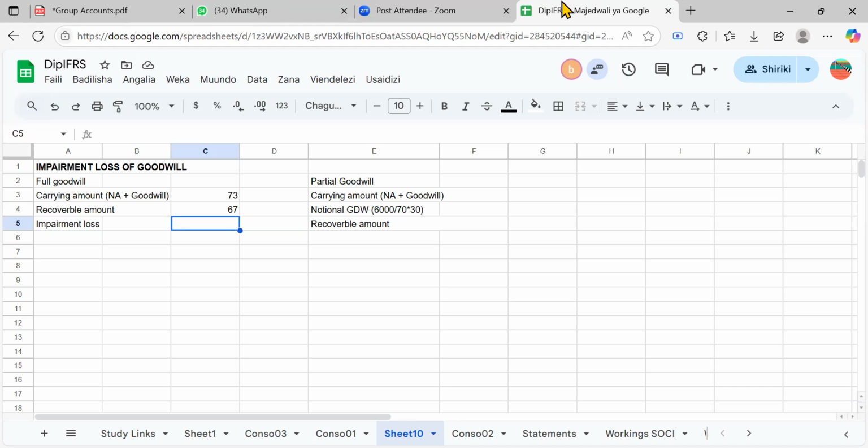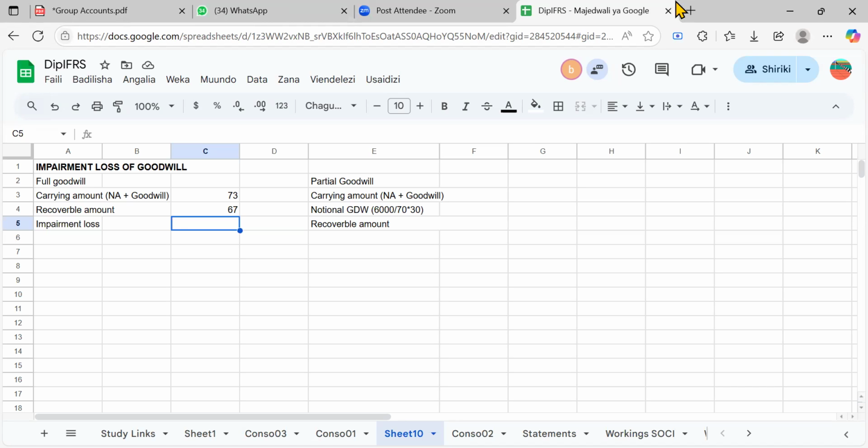So just a minute. 73 minus 67. Listen, we say impairment loss is not just a difference. You have to know whether there is an impairment loss or not. When does the impairment loss exist? If you can remind me. When the carrying amount in our books is lower than the recoverable amount.